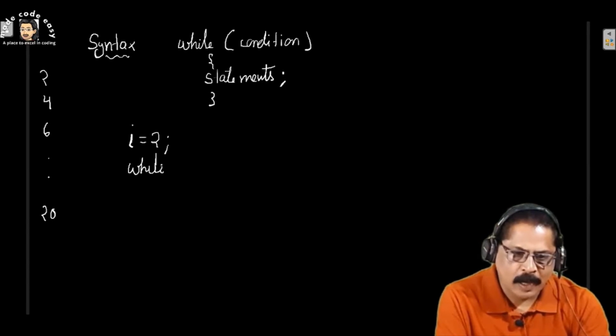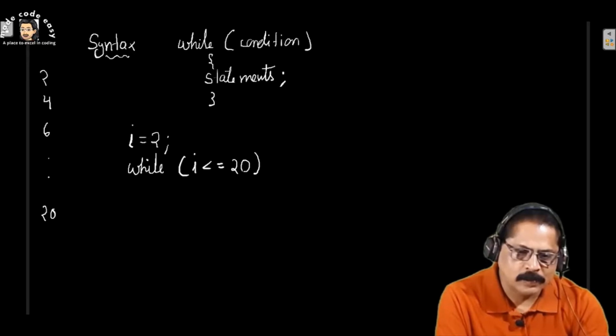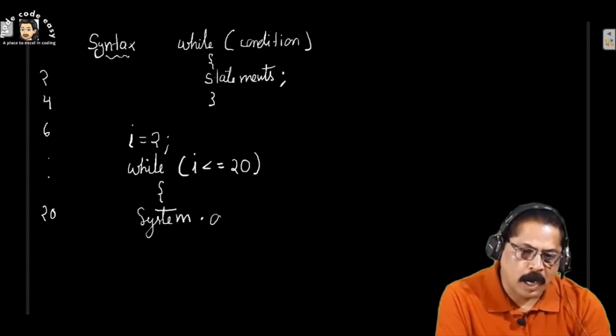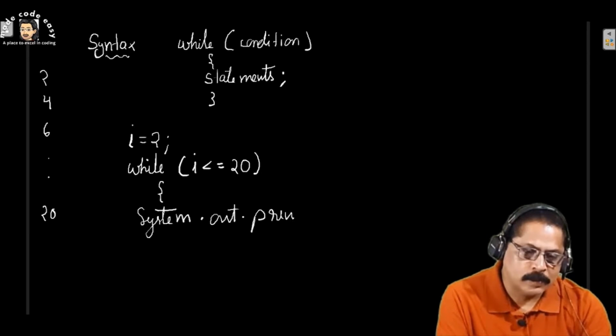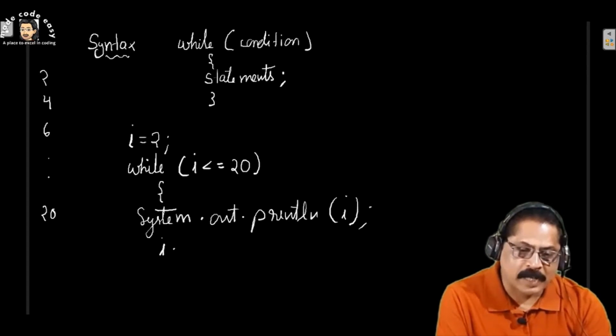While i less than equal to 20, bracket, System.out.println, i plus equal to 2. It is updation.